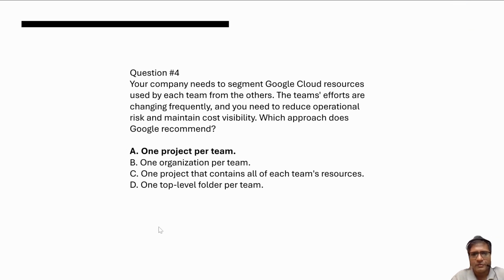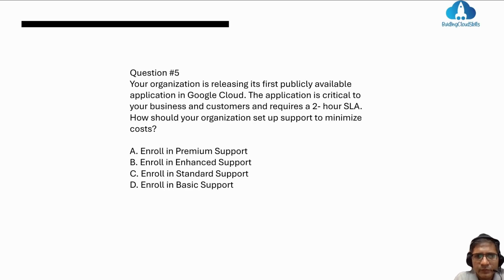All right. So let's move on to the next question. Your organization is releasing its first publicly available application in Google Cloud. The application is critical to your business and customers and requires a 2 hour SLA. How should your organization set up support to minimize cost? So this question is very straightforward.